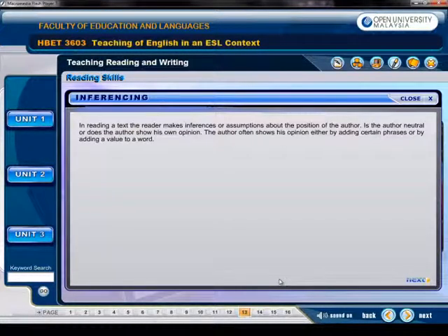In reading a text, the reader makes inferences or assumptions about the position of the author. Is the author neutral, or does the author show his own opinion? The author often shows his opinion either by adding certain phrases or by adding a value to a word.